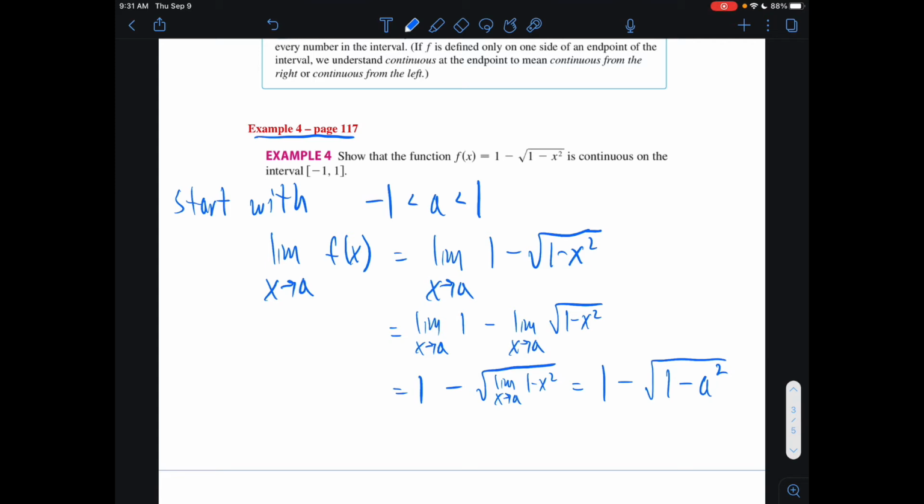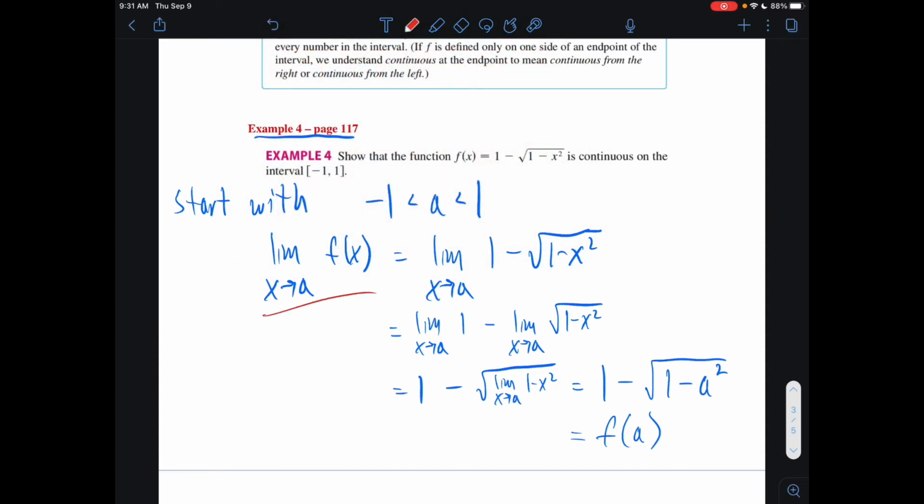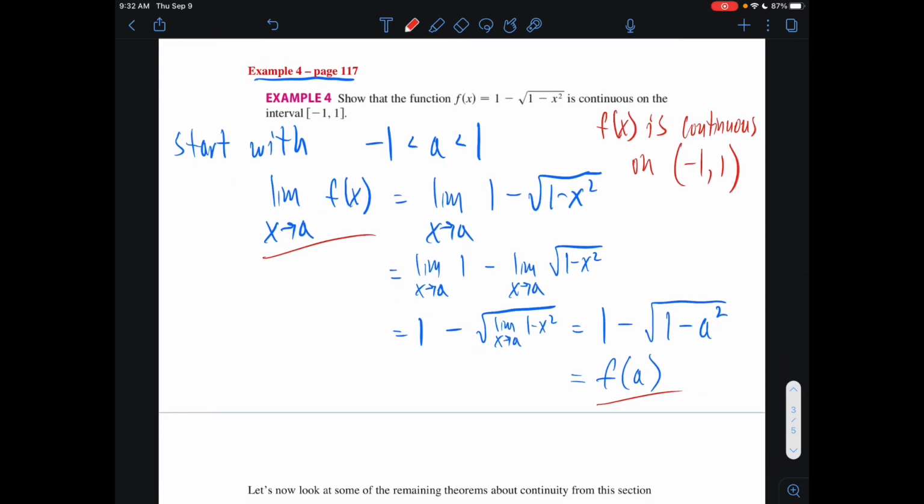And this expression, 1 minus the square root of 1 minus a squared, that is exactly the function evaluated at a. So what we just showed right here is that the limit as x approaches a of f of x is equal to f of a, which means that f of x is continuous on the interval -1 to 1. Here I'm using an open interval. So then for the endpoints, what we need to look at is just the left and the right hand limits. And this is really the same sort of work as what we just saw here.